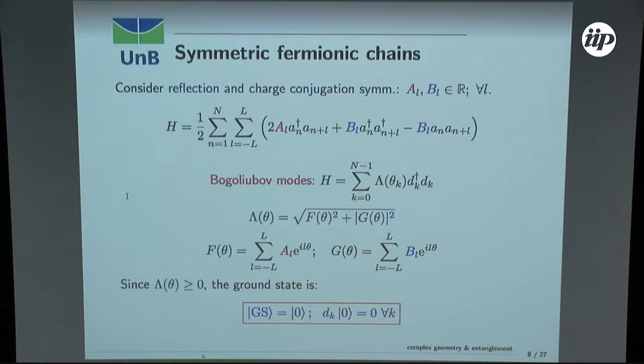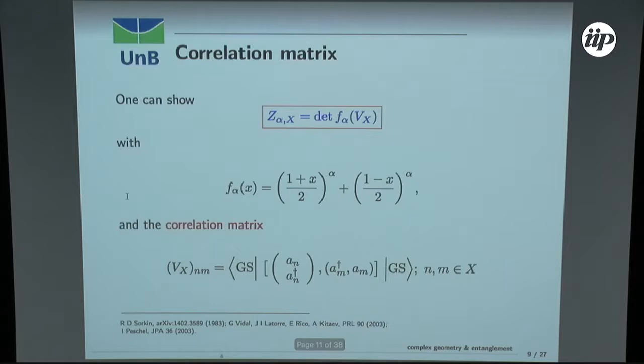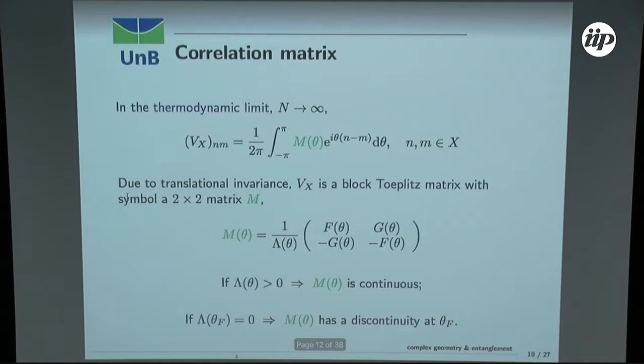Theta from minus pi to pi. Okay, so I have to diagonalize. The difficult thing is to diagonalize this guy. There are some techniques that are a bit involved, but it's not important. But how does it go? In the thermodynamic limit, I can write that matrix as some sort of Fourier transform here. And again, that's why I have to work with periodic boundary conditions. Otherwise, I will not have this structure.